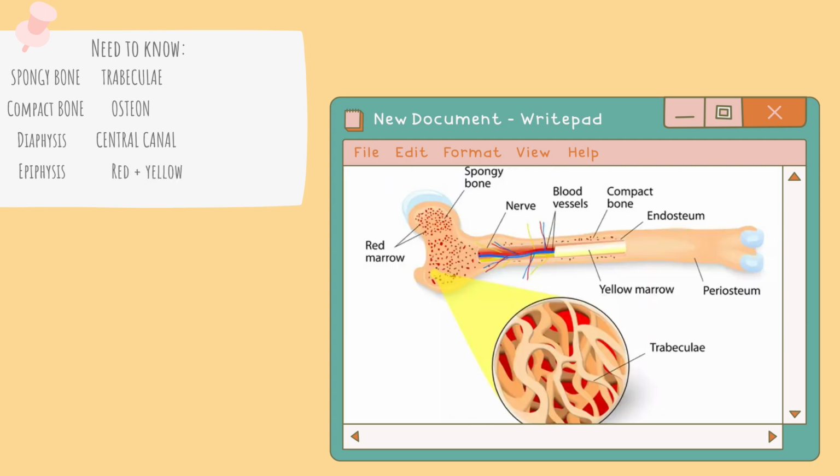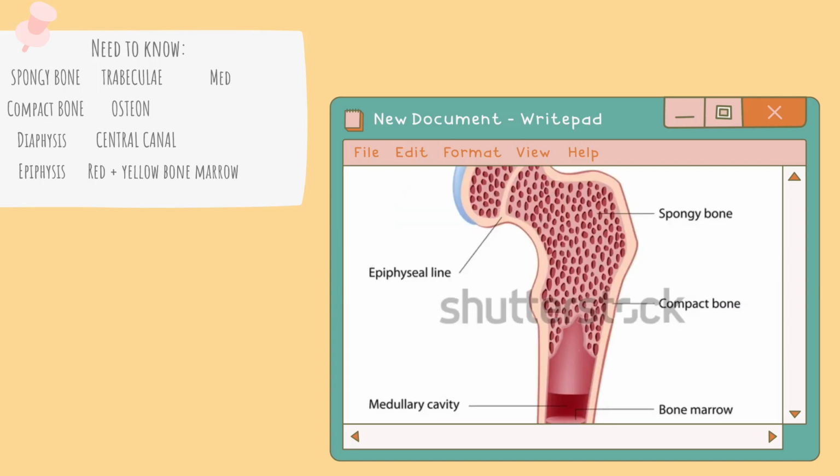Next, we have the yellow bone marrow and red bone marrow. Yellow marrow stores fat, and it's found in the medullary cavity in the center of long bones. Red marrow makes blood cells, and it's found in the spongy bone. Next, we have the medullary cavity. This encloses the bone marrow, and it's found in the diaphyses, or the center of the long area of the bone.